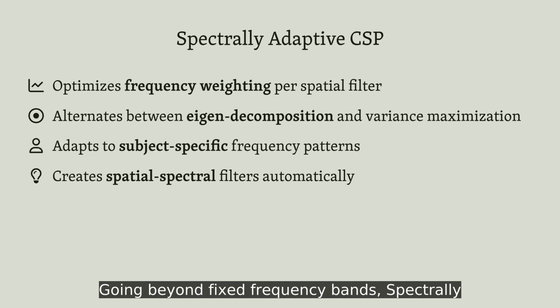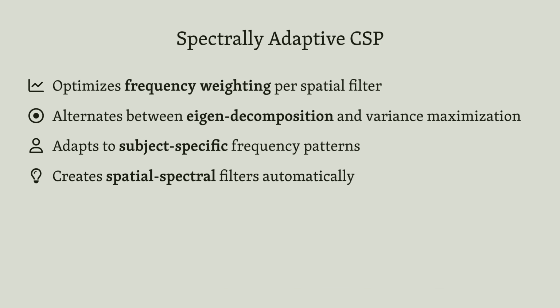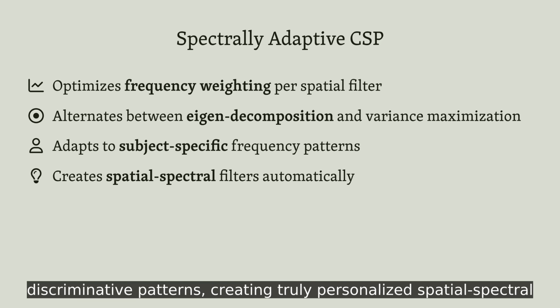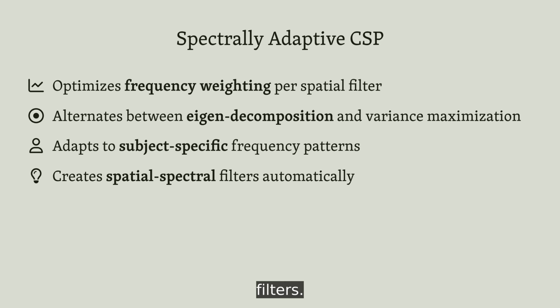Going beyond fixed frequency bands, spectrally adaptive CSP recognizes that each person's brain operates with unique frequency signatures. It simultaneously learns both where and at what frequencies to look for discriminative patterns, creating truly personalized spatial spectral filters.